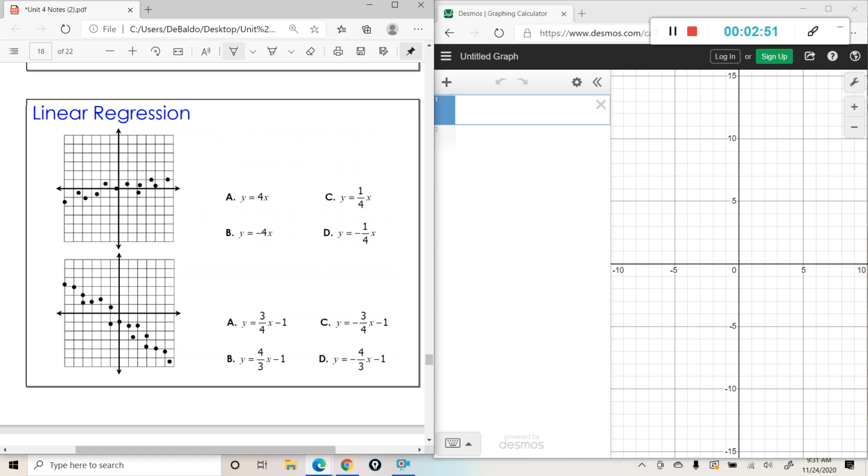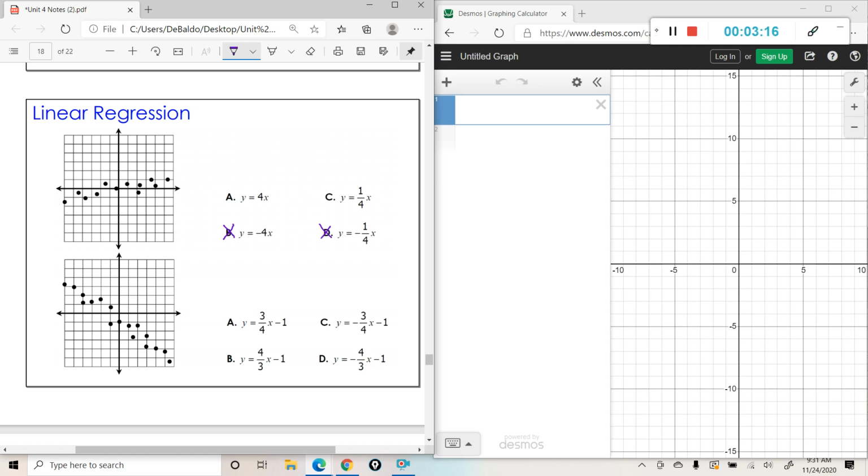Well, I know that I can actually eliminate two of these right off the bat before we even start. And you're probably thinking, well, I can get rid of B and I can get rid of D, because both of those equations have a negative slope. And this is not a negative correlation here. So those two are eliminated. Now I want to figure out, is it A or C? Well, think about the slope of the line.